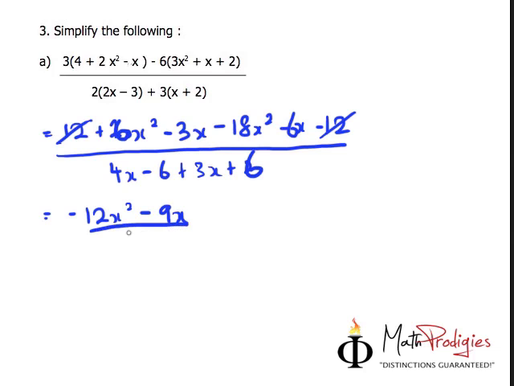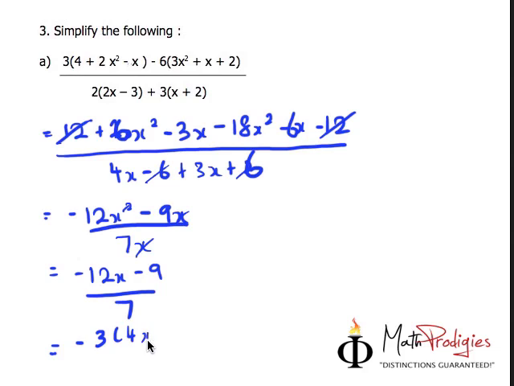So from here, divided by 4x minus 6 all over 7x. So what can you do straight away? You can cancel the x. So you get negative 12x, negative 9 over 7. You make it simpler, you will get negative 3 times 4x plus 3, over 7. Bam! That's it. If you got that one right, high five, because you are a math prodigy. Good job.